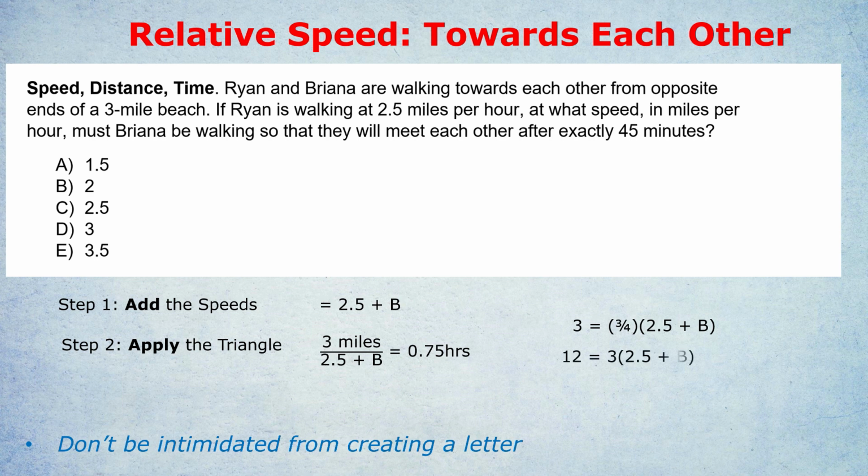Multiplying both sides by 4 gives us 12 equals 3 times that bracket. Multiplying the bracket gives us this. Taking away 7.5 from both sides gives us 4.5 equals 3b, so b equals 1.5. Her mystery speed would have to be 1.5. 3 hard questions there, but they all had in common the same 3 steps, or sometimes just 2 steps for slightly easier questions. And this is how to do relative speed when we are heading towards each other.